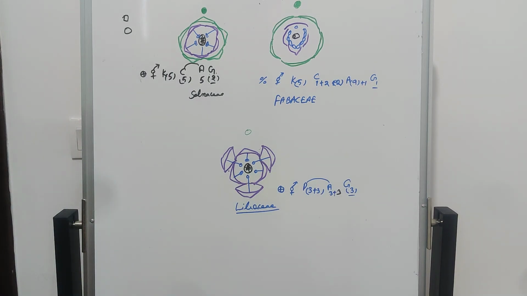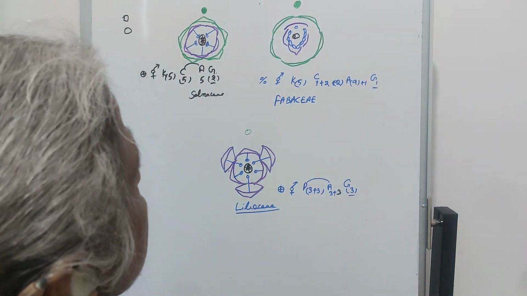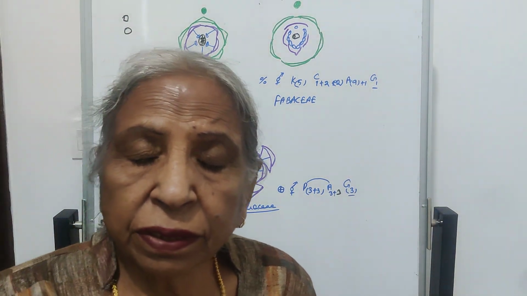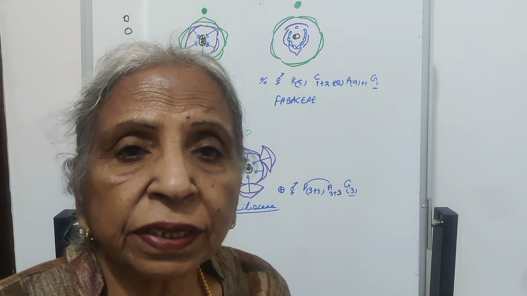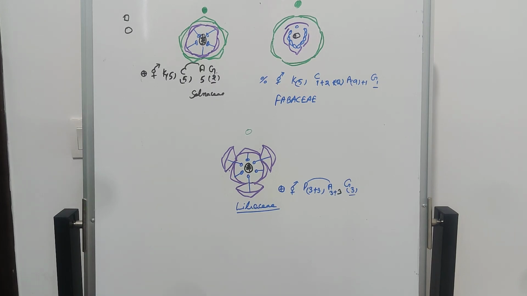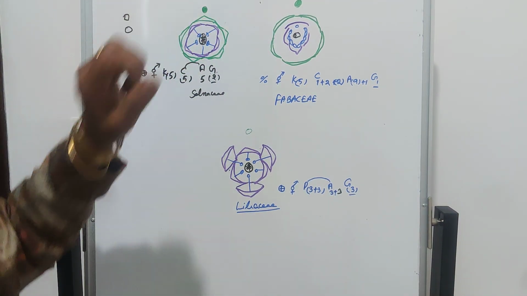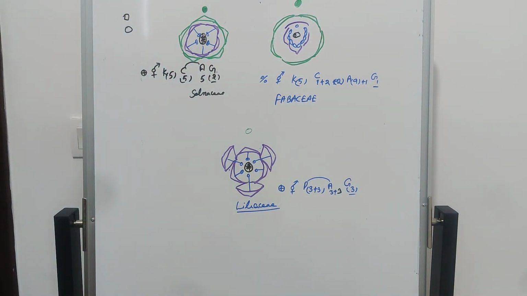In the previous video we did the floral formula. What is floral formula? Symbolic representation of the various parts of the flower is called the floral formula. If the flower is actinomorphic, it will be drawn like this. If it is zygomorphic, this symbol will represent the zygomorphic flower.